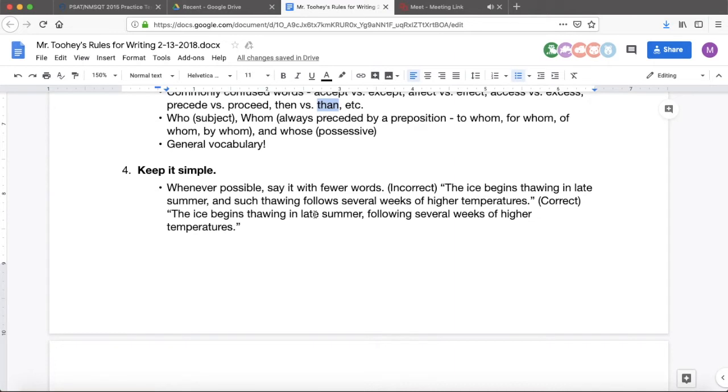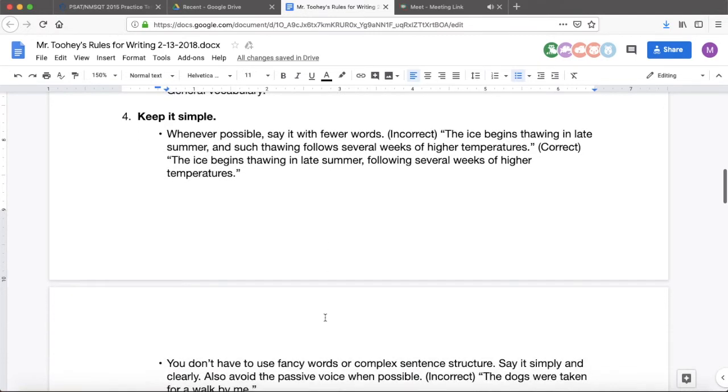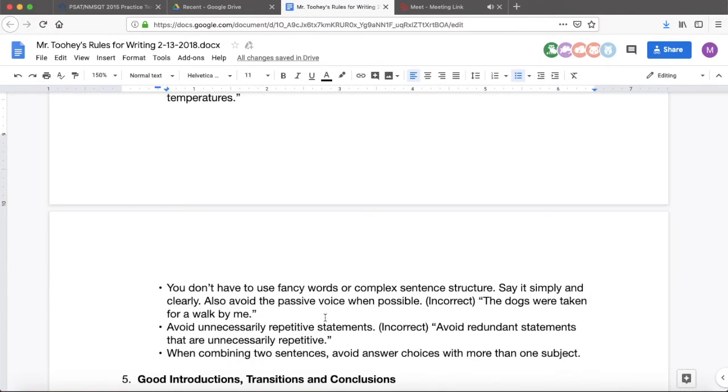Do you see the difference between those two? Yes. With the incorrect version, there's just "and such thawing follows." Nothing is added by those extra words. Right? So you can say it with fewer words, always say it with fewer words. Go with the answer choice that has fewer words. This is probably the second most commonly tested rule on the SAT. Let's read the second bullet point.